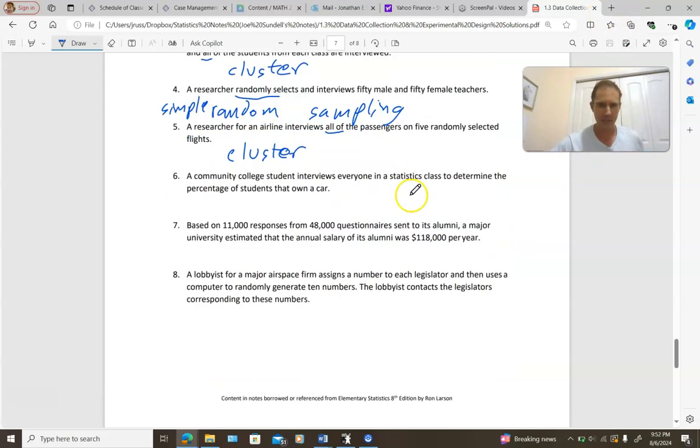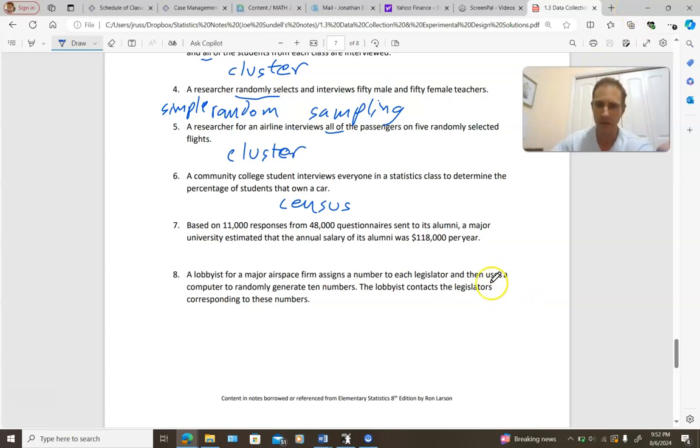All right, number 6. A community college student interviews everyone in the statistics class to determine the percentage of students that own a car. This one I think is a bit tricky because it says everyone, which means all of the students in that statistics class, but this is not cluster sampling. I think what's going on here, guys, is the population. The population here is all the students in the statistics class. So when you sample all of them, this is actually a census. Okay, that's pretty much all this one could be.